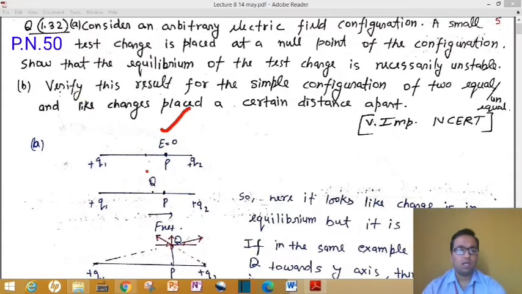The question is saying that if you place any third charge, capital Q, at this null point, then this charge will experience 0 force, because force is Q into E and E at that point is 0. But the question is saying if you displace this charge in any given direction, then you have to show that this charge may be in equilibrium in a certain direction, but it cannot be in equilibrium in all directions. So how will we go with this question?